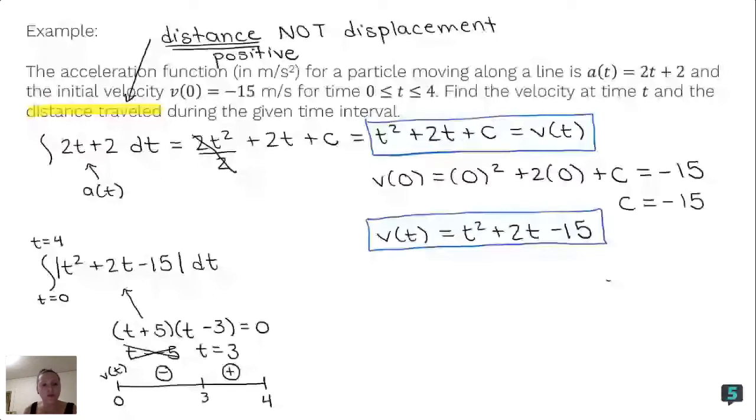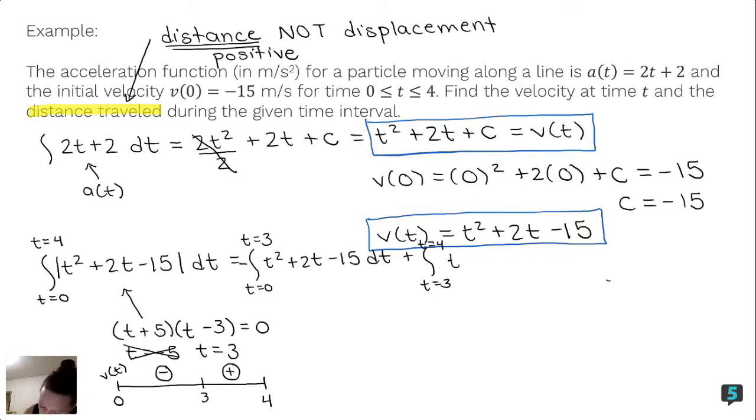When I integrate from 0 to 3, because my velocity is negative, I need to put a negative in front of that integral because a negative times a negative is going to make it a positive. When I integrate from 3 to 4, I'm going to leave that piece positive. Okay, so this is going to look like the following. I'm going to have the integral from t equals 0 to t equals 3, and I'm going to have a negative in front of that integral, and I'm going to have t squared plus 2t minus 15 dt. And then I'm going to set up the integral from t equals 3 to t equals 4 of t squared plus 2t minus 15 dt.